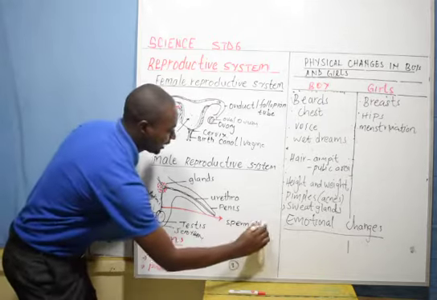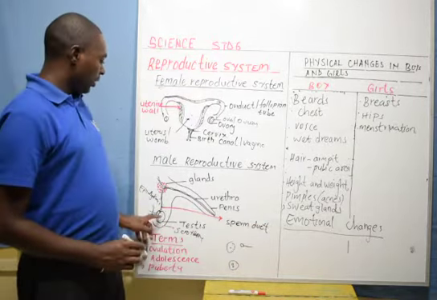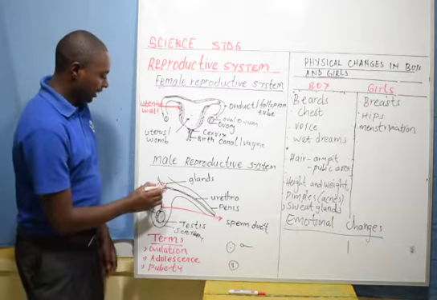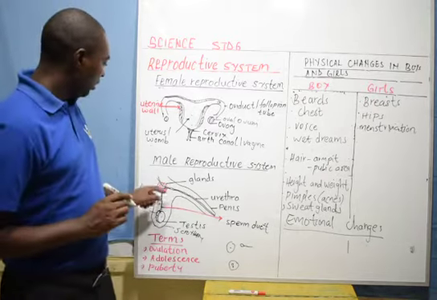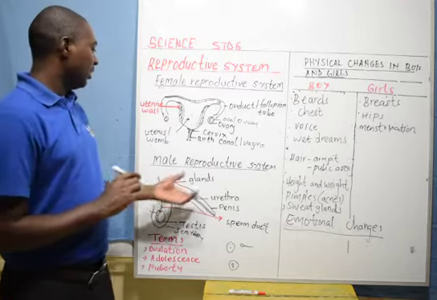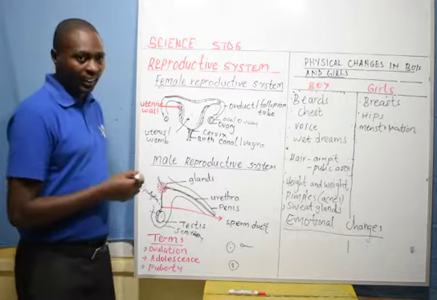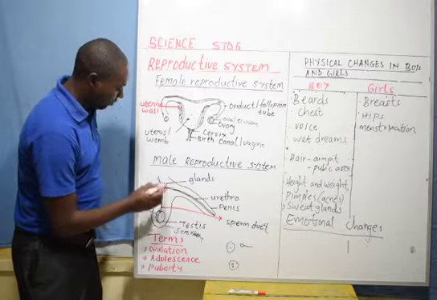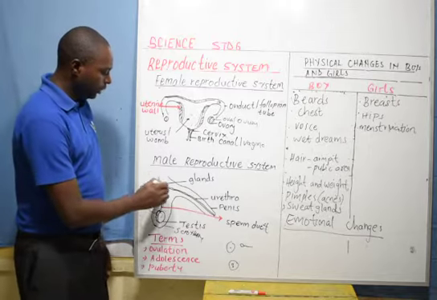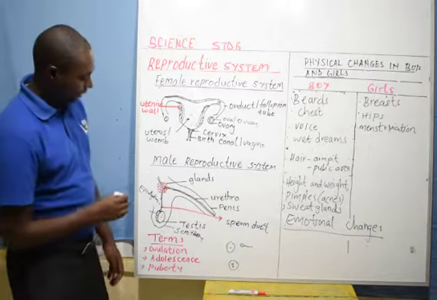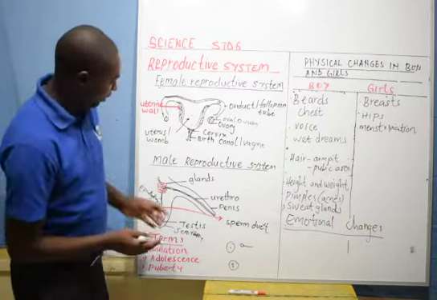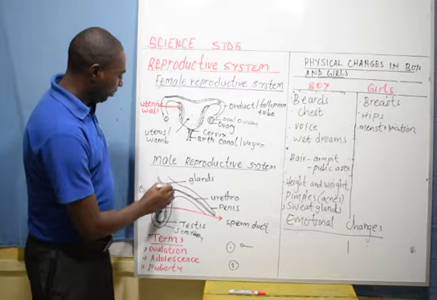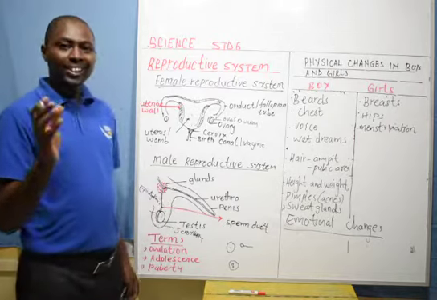The sperm duct is where the sperms flow. Once they get here, we have the red part that I have dotted here. These are the glands. Names of the glands will be covered later. These glands produce a fluid known as semen. So the moment the sperms get here, they mix with the fluids from the glands, and they form a mixture known as semen.